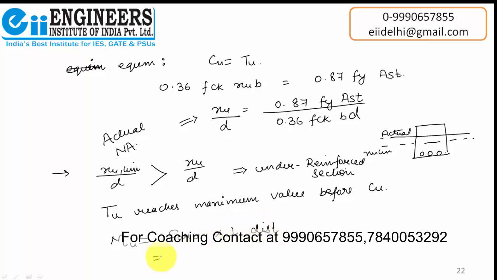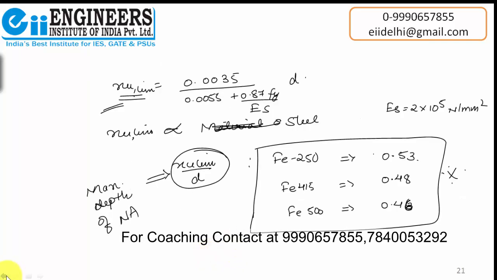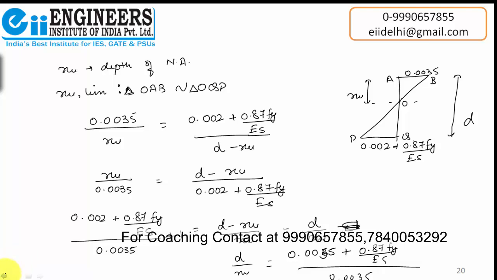In this case, T reaches the maximum value first. That means T is greater than C. So of course we take the value of TU for the calculation of moment of resistance. So what we do is TU into perpendicular distance. Now what is the perpendicular distance between these two forces?